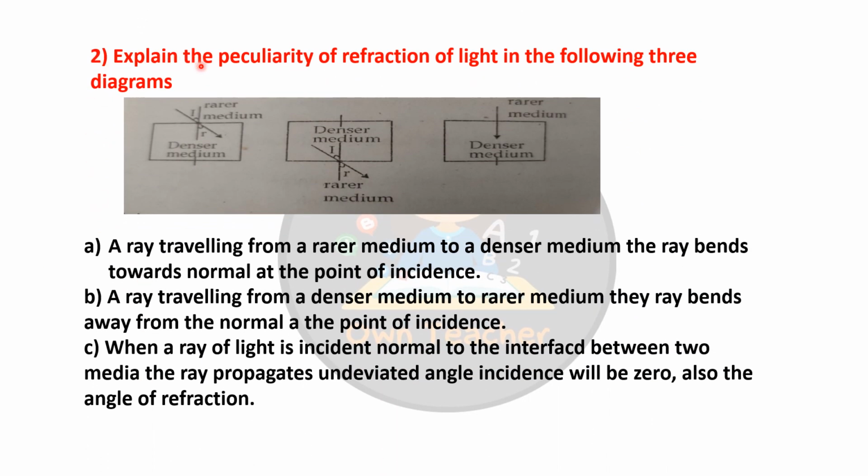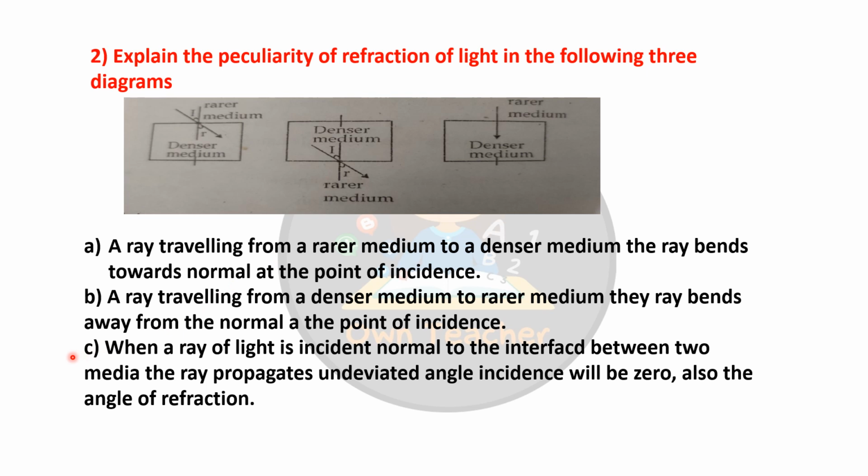Number 2. Explain the peculiarity of refraction of light in the following 3 diagrams. A. A ray traveling from a rarer medium to a denser medium. The ray bends toward the normal at the point of incidence. B. A ray traveling from a denser medium to a rarer medium. The ray bends away from the normal at the point of incidence.